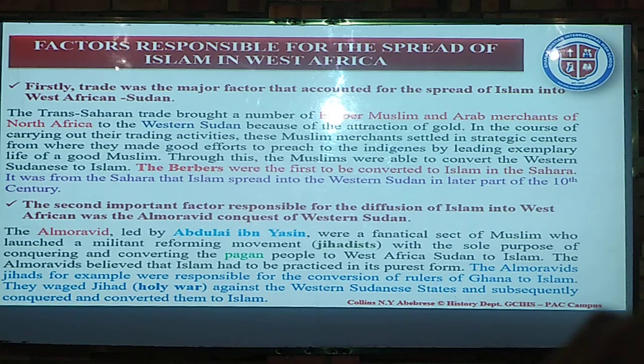Good. Let's take a look at the second important factor responsible for the diffusion of Islam into West Africa: the Almoravid conquest of Western Sudan. The Almoravid conquest of Western Sudan also was a factor that led to the spread of Islam into West Africa. Now, the Almoravids, led by Abdallah ibn Yassin, were a fanatical sect of Muslims who launched a militant reforming movement. They call them the jihadists, with the sole purpose of conquering and converting the pagan people of West African Sudan.